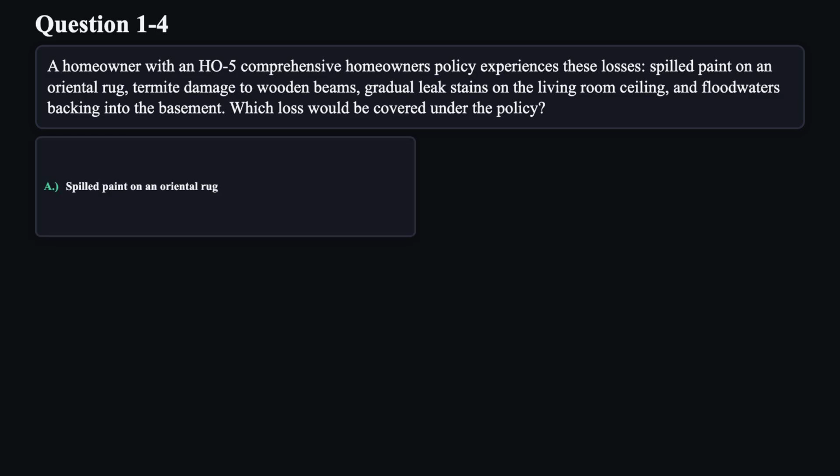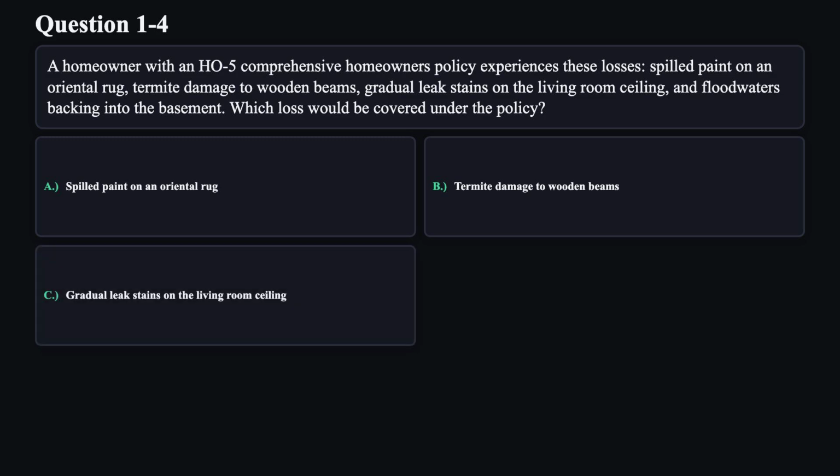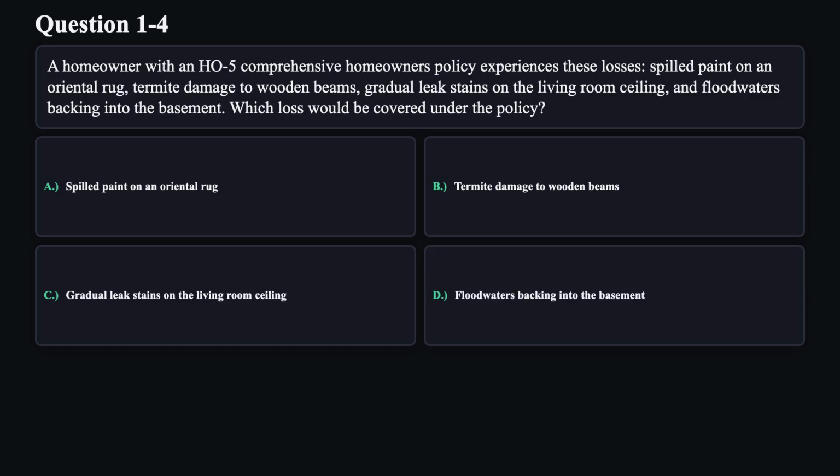A. Spilled paint on an oriental rug. D. Floodwaters backing into the basement.